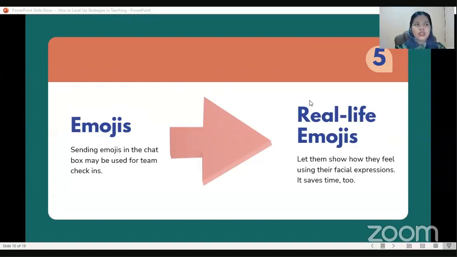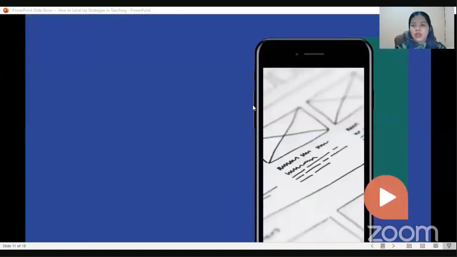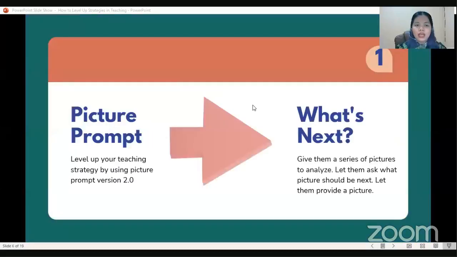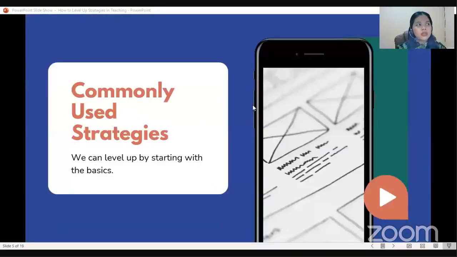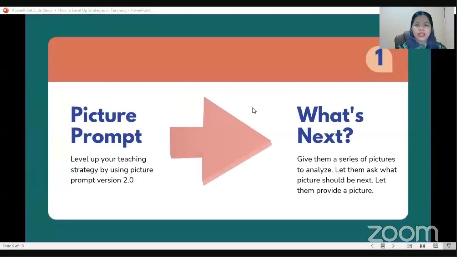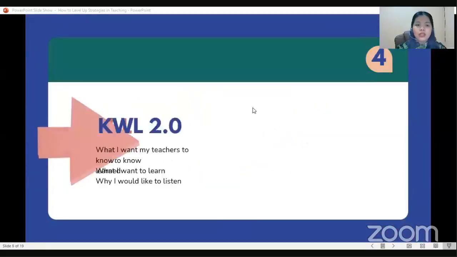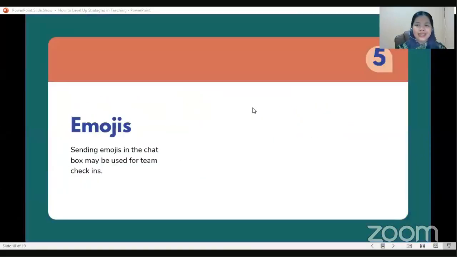no? So, ang downside dito, what if naka-off yung cam nila? So, siguro, that's the time that they will use the chat box. So, either way, this could be of use. So, yun yung first part natin. So, again, isa lang siyang example kung paano natin iisipan ng iba't ibang way para magamit yung mga sumusunod na teaching strategy.